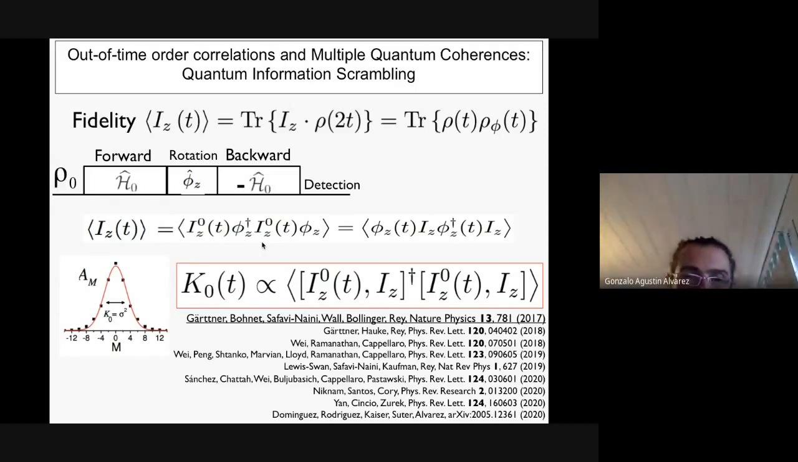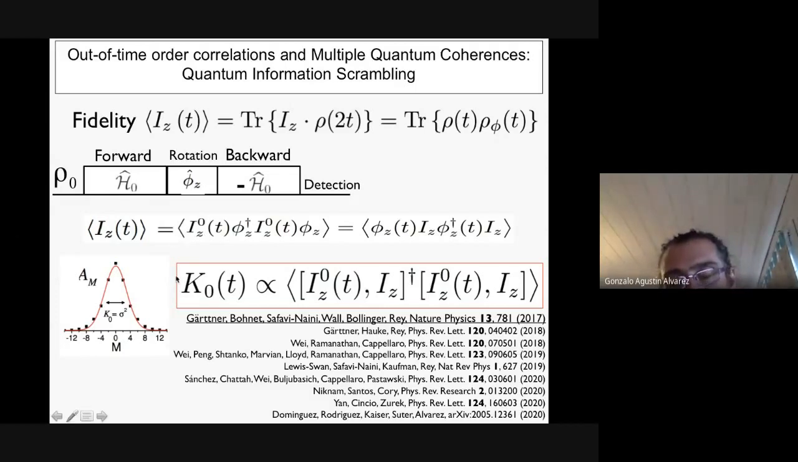And once it is scrambled and propagating into the network, I will not be able to access this information from a local measurement. This is what is called scrambling. All the information that was initially at a point is mixed into the system, and then I cannot recover it anymore from a local measurement. And in some sense, it gives information about how the information is propagating in the system.